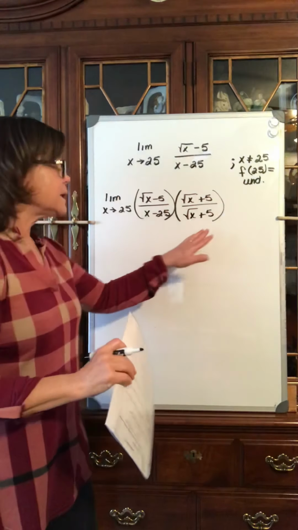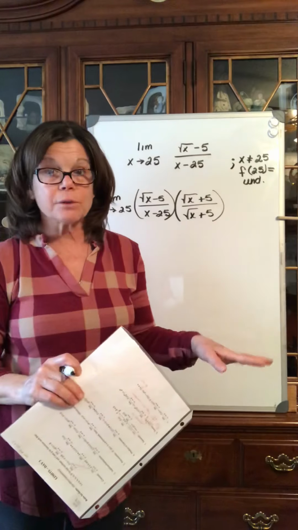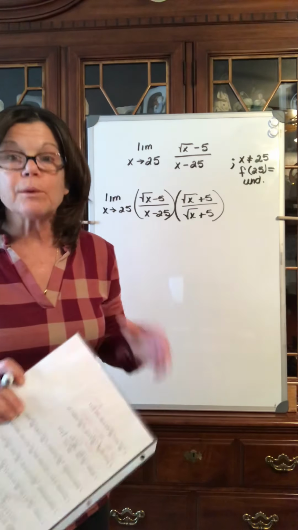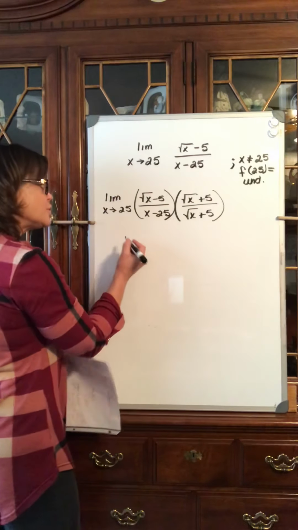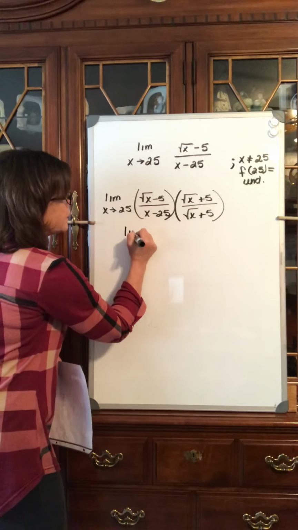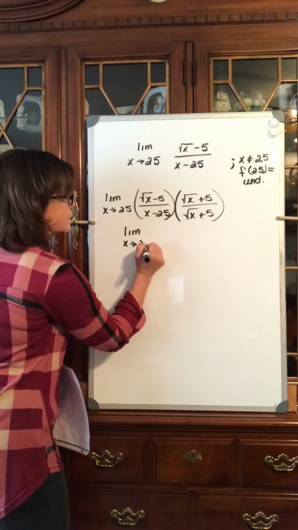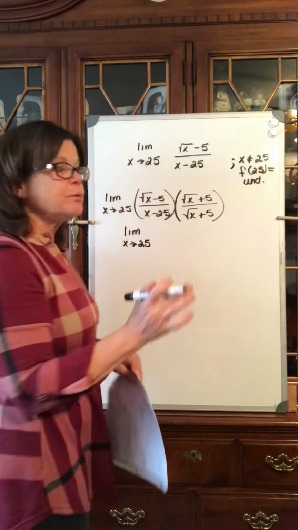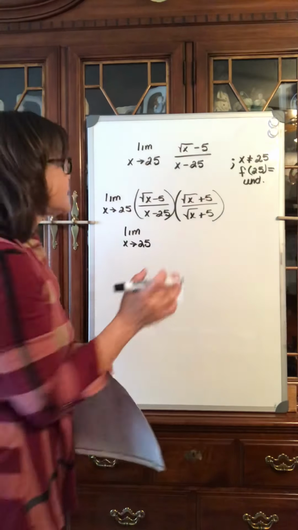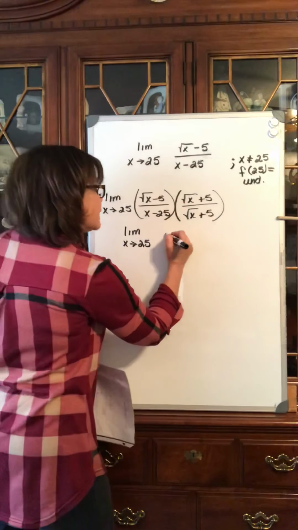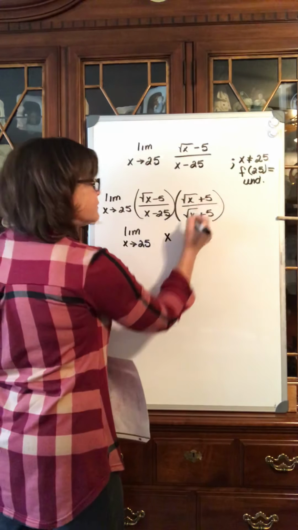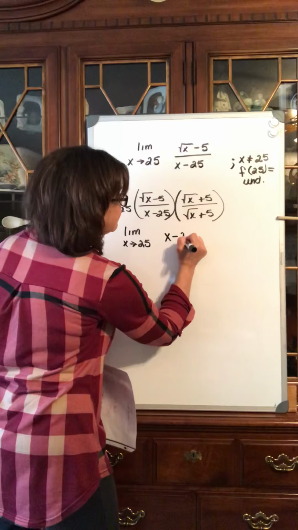So I wrote 1 as the square root of x plus 5 over the square root of x plus 5. Multiplying by 1 doesn't change the value of the original function. In the numerator, when you multiply conjugates, you only have to multiply first and last. Square root of x times the square root of x is x. Negative 5 times positive 5 is negative 25.